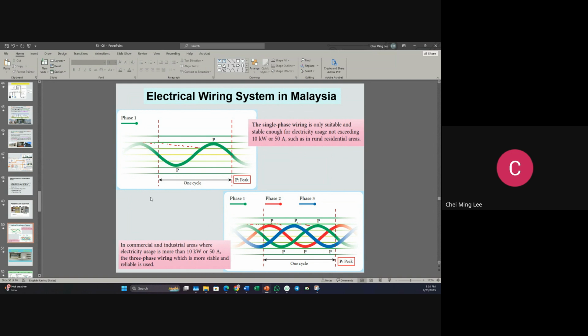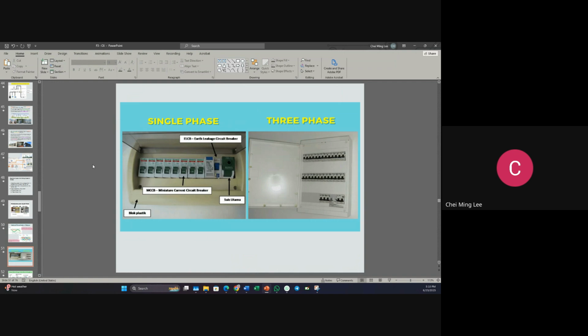Okay, but sometimes some houses are designed for three-phase. Most designs are single phase, but some of them are three-phase, like my house. So normally this is the single phase, this is the three-phase, but nowadays mostly it is three-phase.